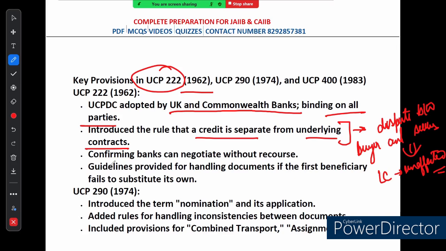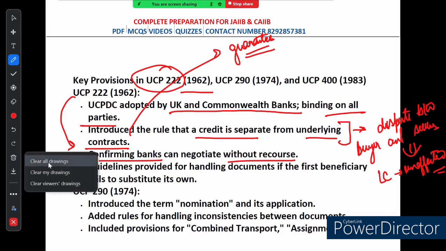The next thing introduced by UCP 222 was guidelines that allow a confirming bank to provide a guarantee on top of the issuing bank's commitment. So what does a confirming bank do? They confirm that they provide a guarantee. UCP 222 also introduced guidelines that allow the confirming bank to negotiate without recourse. This means that once the confirming bank has paid the beneficiary, it cannot claim the money back, providing more security to the seller. Try to understand.